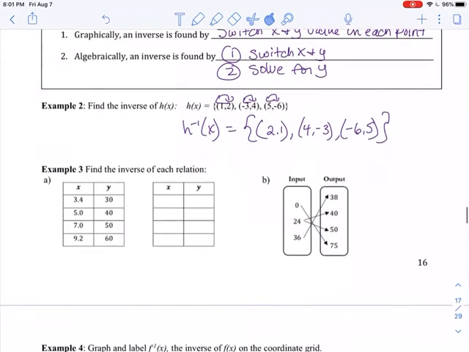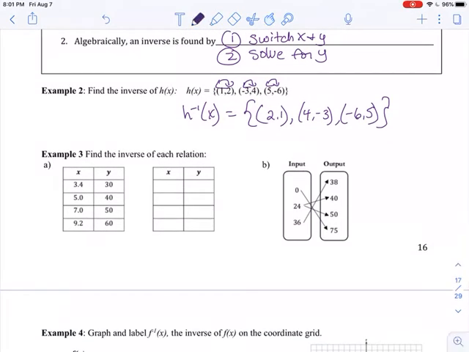All right, looking at 3. Find the inverse of each relation. So (3.4, 30), I'm going to just flip those around, and it's going to be (30, 3.4). (5, 40) is going to be (40, 5). (7, 50) is going to be (50, 7). And (9.2, 60) is going to be (60, 9.2).